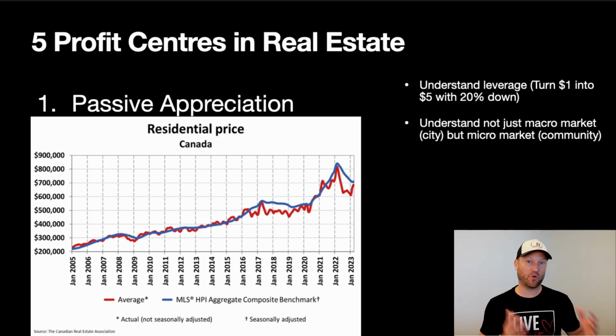So you can do with a 20% down payment, 100 grand is getting you a $500,000 asset. So using leverage is really important depending on whether or not you're in a wealth generation mode or a wealth preservation mode. We also want to talk about macro and micro markets.